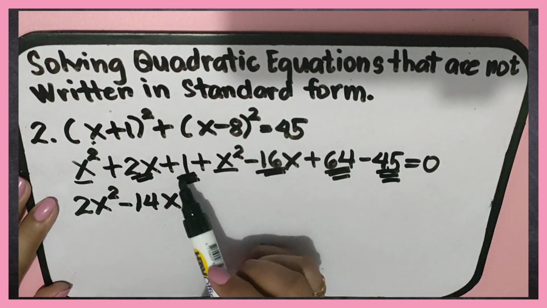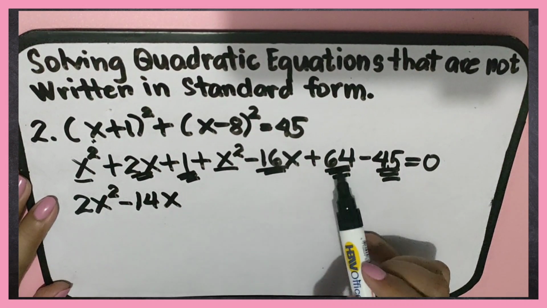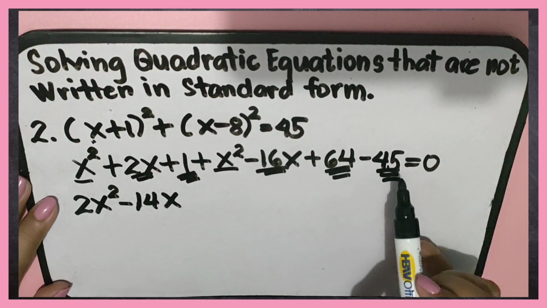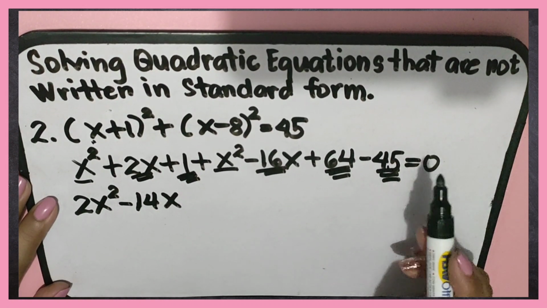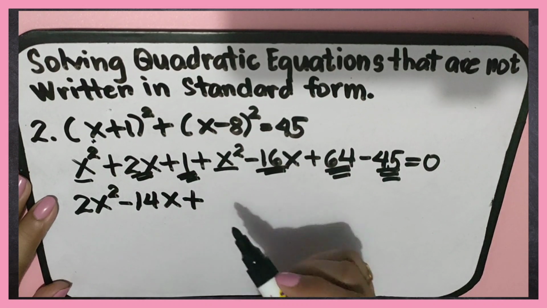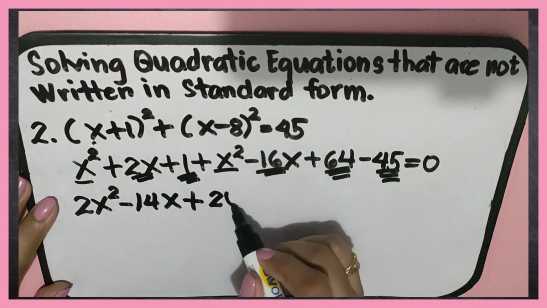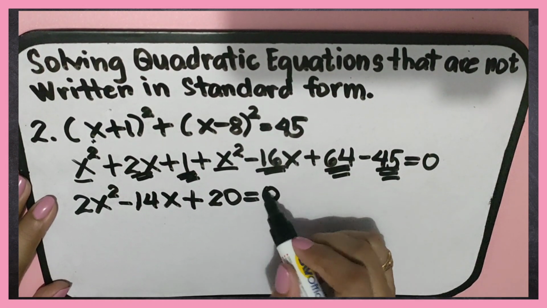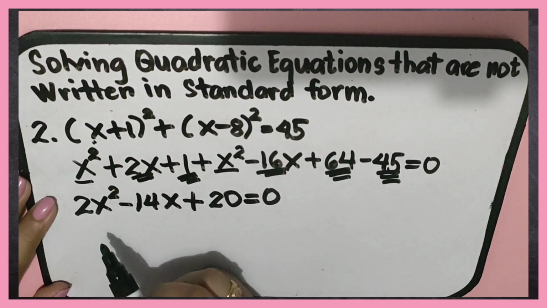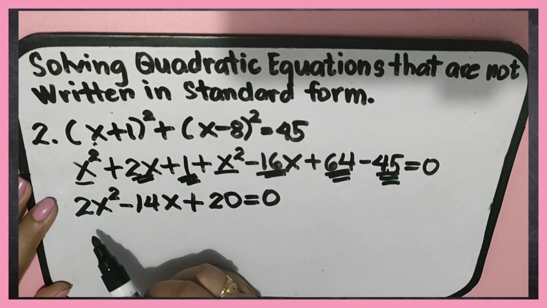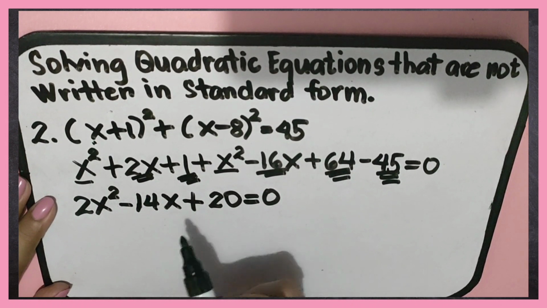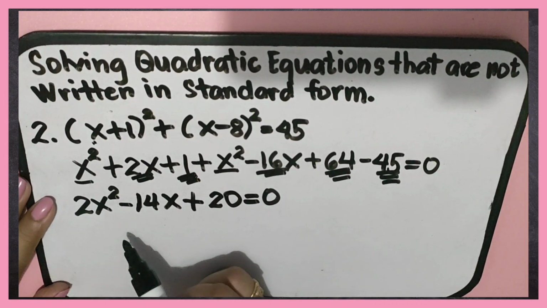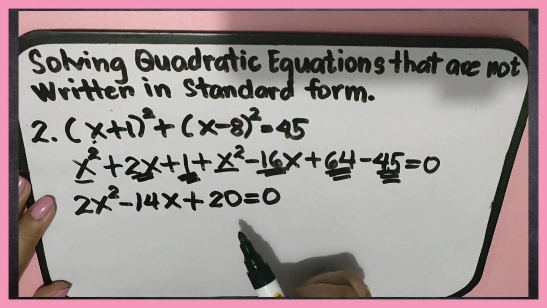And then for the constant term, we have 1 here, and then we have 64, and then we have 45. So let us add the like signs. So 1 plus 64, that is 65, then minus 45. And that is equal to positive 20. Okay, very good. Then, copy the equal sign and then 0. So now, we have the standard form of the quadratic equation: 2x squared minus 14x plus 20 equals 0.